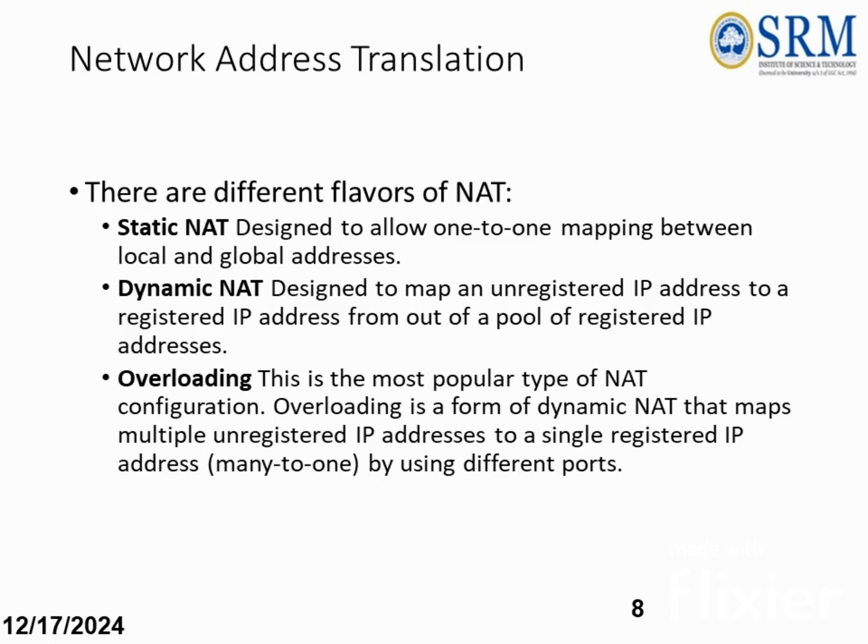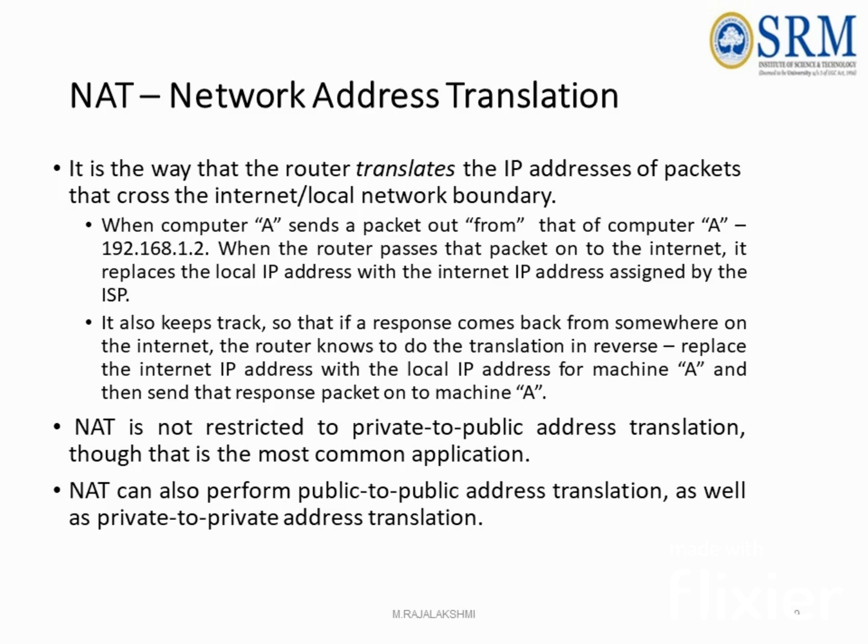So these are the types of network address translation: 3 types, static NAT, dynamic NAT, and overloading.